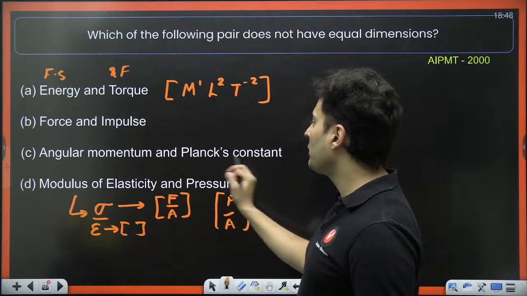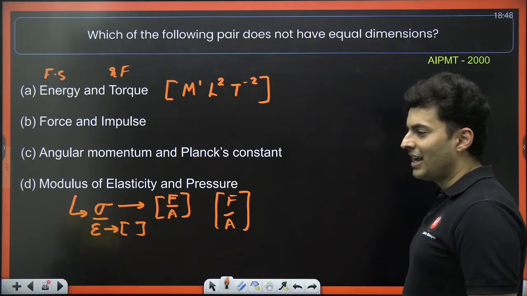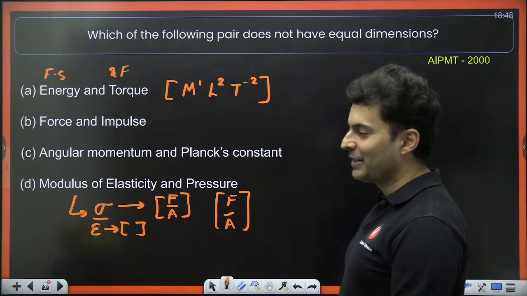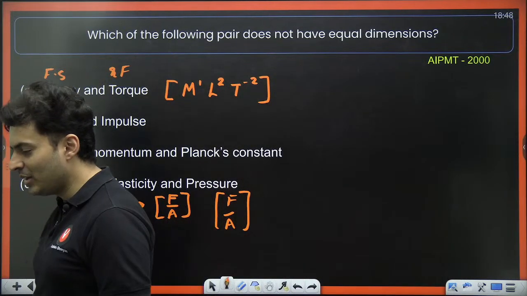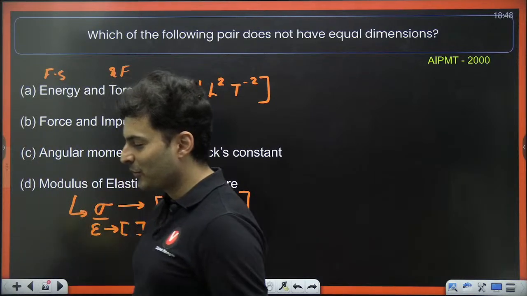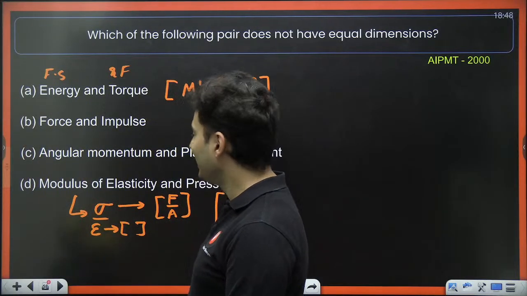If you look at angular momentum and Planck's constant, my dear warriors, what do you think? Many students are saying B for Baswaraj sir, B for biology. Wow, look at that. What do you think?